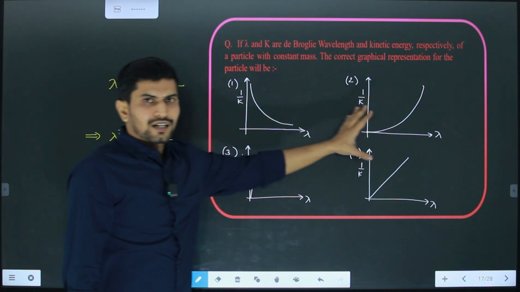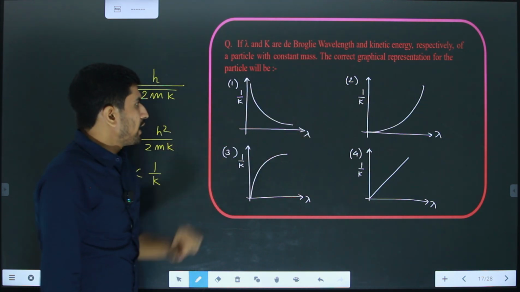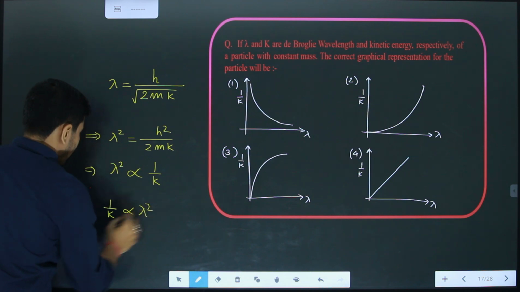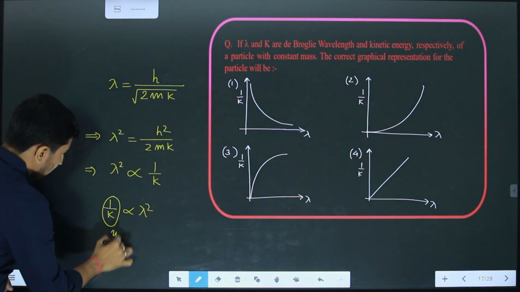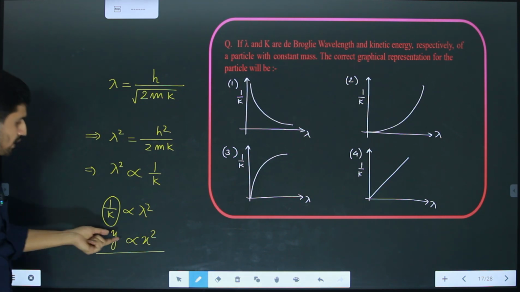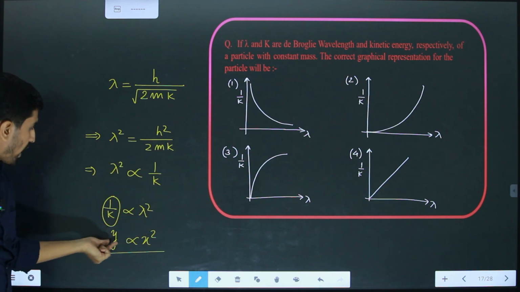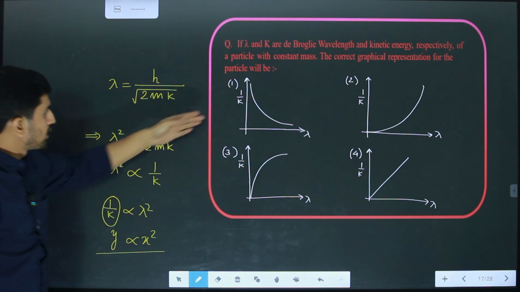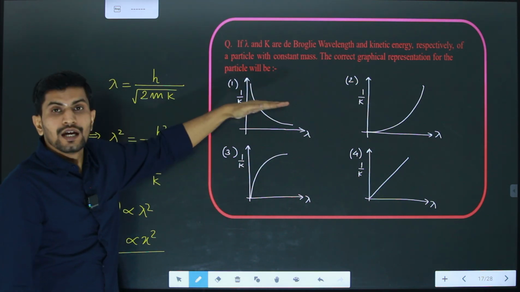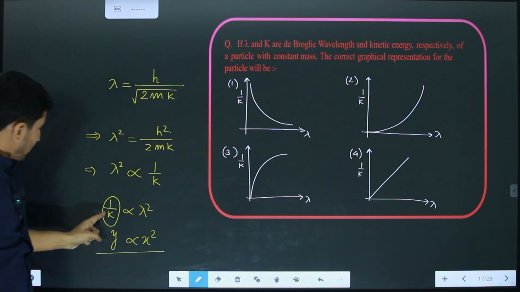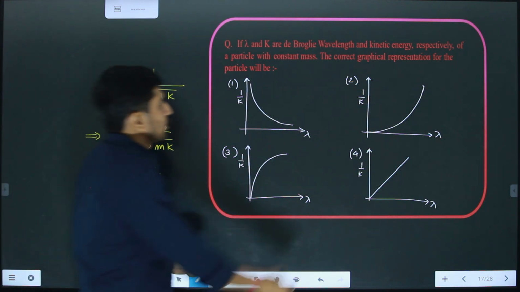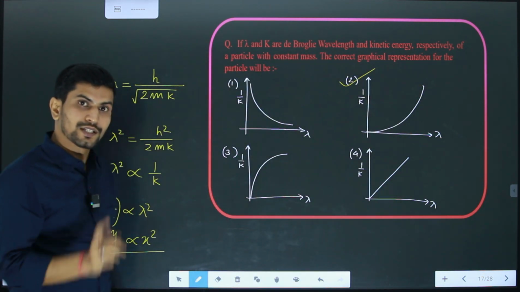Now since the graphs are mentioning 1 by k, right, therefore I will consider this 1 by k to be a variable, and therefore if I consider this 1 by k to be y, okay, and this lambda to be x, then the equation that will govern this graph will be y proportional to x squared, right. You see, in all the graphs we have 1 by k along y-axis and lambda along x-axis. Therefore, if I consider 1 by k to be y, so this will follow a parabolic graph, okay, and this will be the correct graph, right. Now let's move to the next question.